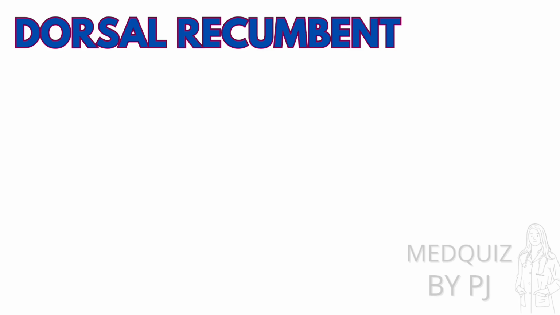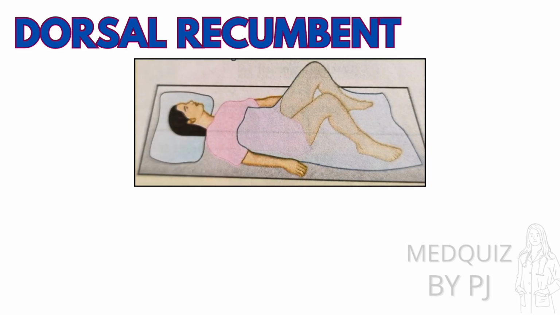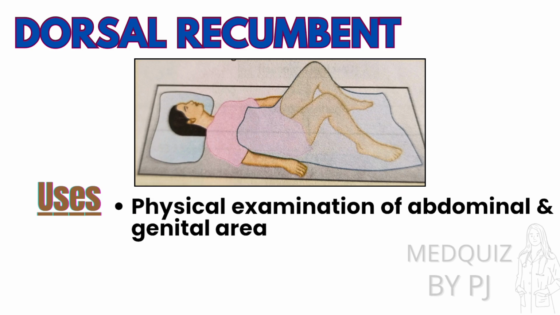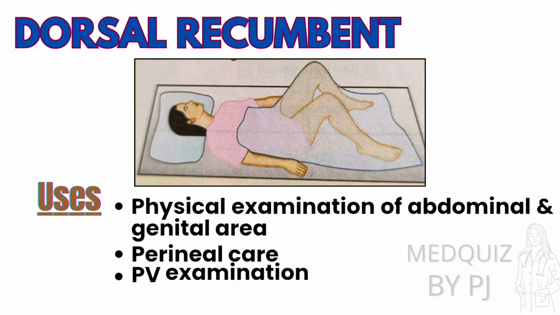Dorsal recumbent. It is also a back-lying position. In this position, the patient's head and shoulders may be elevated on a small pillow. Arms are resting on the side. Legs are apart with knees flexed and feet resting on the bed. Uses. Physical examination of the abdominal and genital area. Perineal care. PV examination.